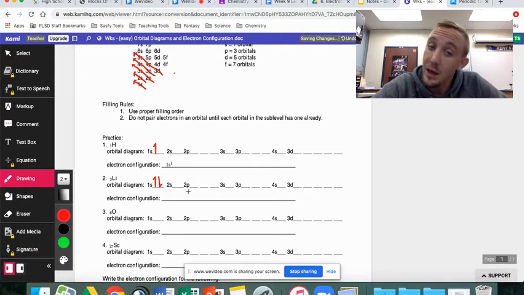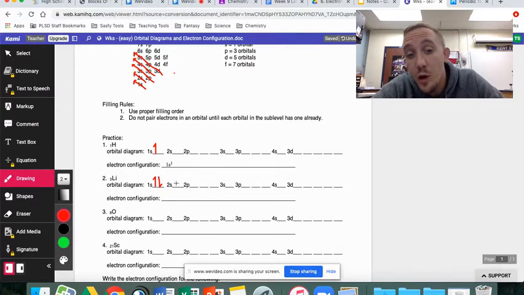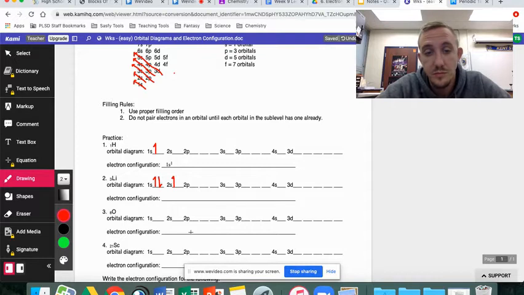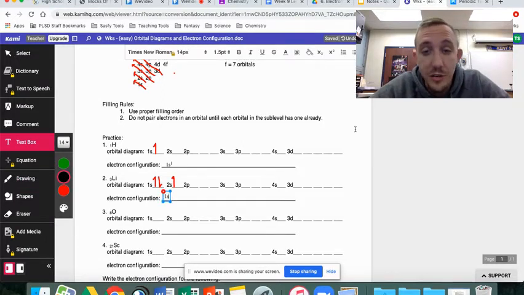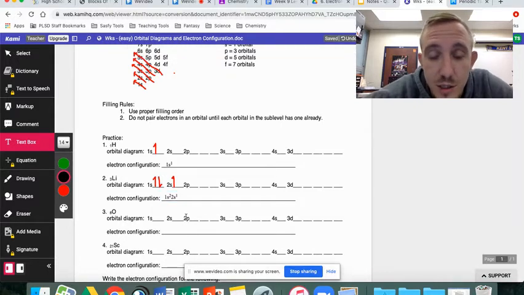All right, I need to put 1 more. The Aufbau principle says because I filled my 1s, I can now move on to my 2s. And so I'm going to put an up spin. Now I've placed my 3 electrons, so I'm done. Now I'm going to do the electron configuration. I'm going to put 1s, with the superscript 2 because I have 2 electrons in there. Then I'm going to put 2s, and I only have 1 electron, so I'm going to put 1. So that would be my electron configuration.